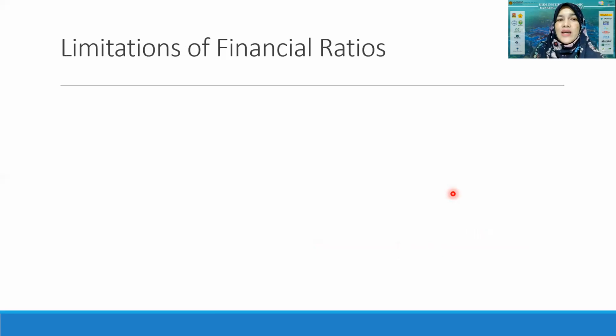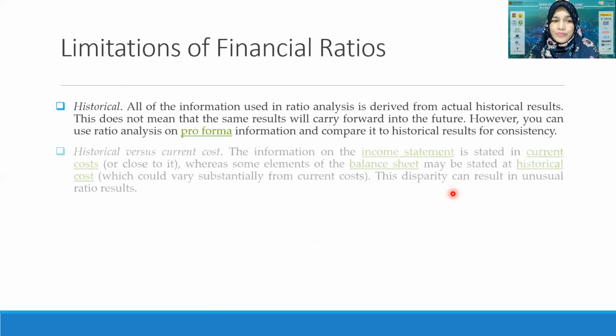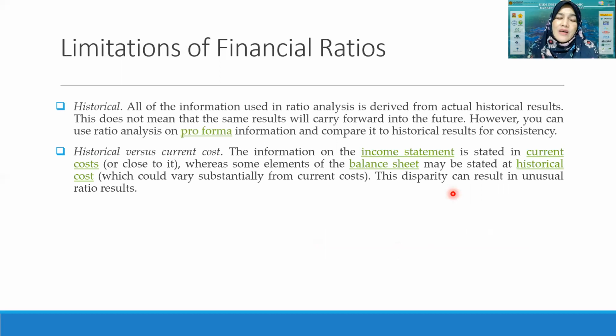Okay, so what are the limitations of financial ratios? We already learned all the ratios. So what are the limitations of financial ratios? Usually it is because of historical value. The data used in the financial statement is historical data.